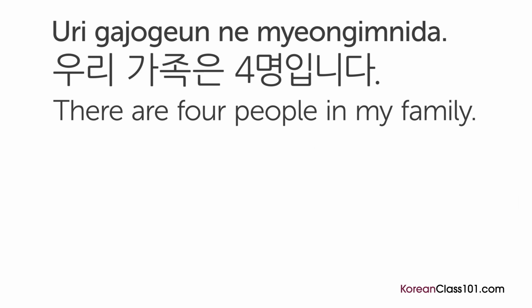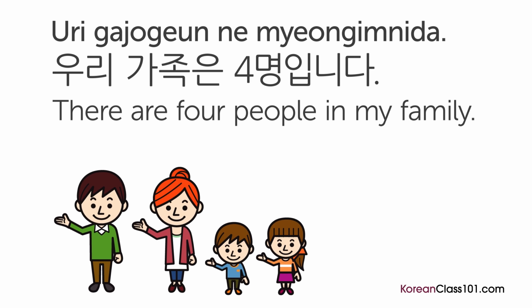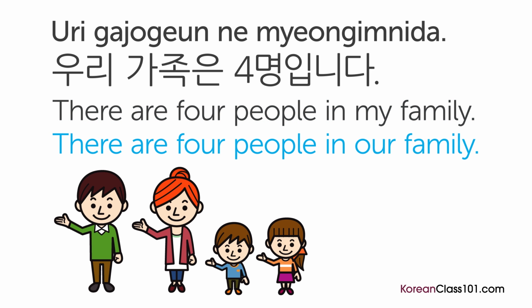Let's do another example. Let's say someone asks you how many people are in your family. If there are 4 people in your family, you say 우리 가족은 4명입니다. There are 4 people in my family, or literally, there are 4 people in our family. This use of our doesn't mean that the speaker and the listener are siblings. The speaker uses 우리 because he or she feels strongly attached to his or her family.